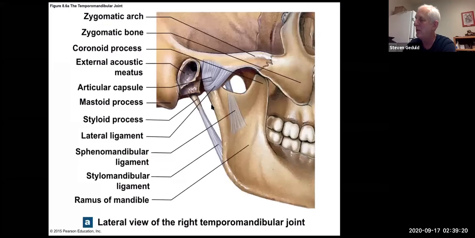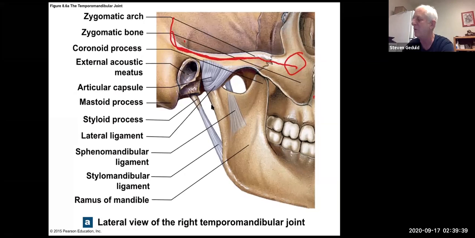Okay, so here's our picture. This is our zygomatic arch. We all saw how that extends out from the lab last time. This is the zygomatic bone. So this is the temporal extension, the zygomatic extension of the temporal bone. And this is the zygomatic bone right here, and it connects to the maxilla over here.